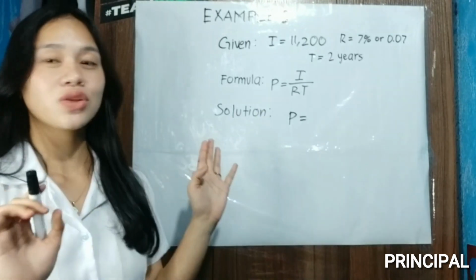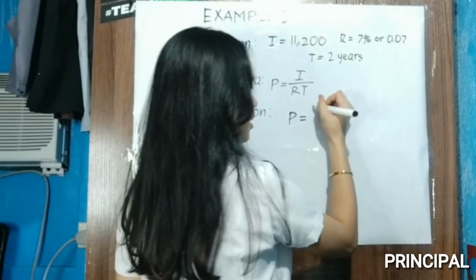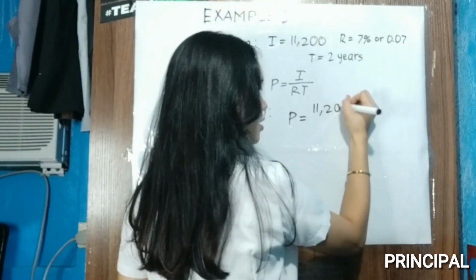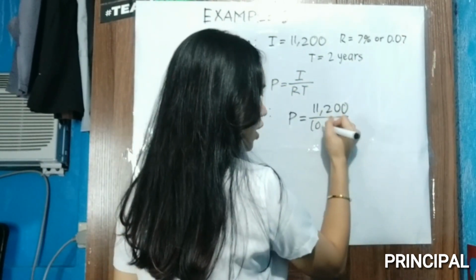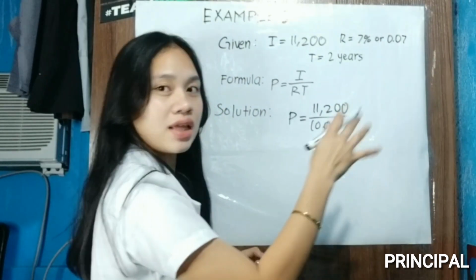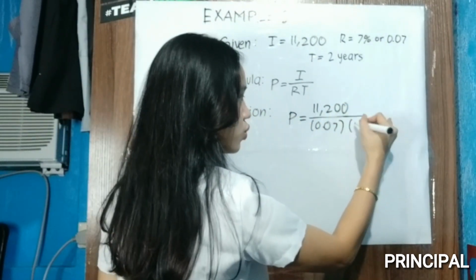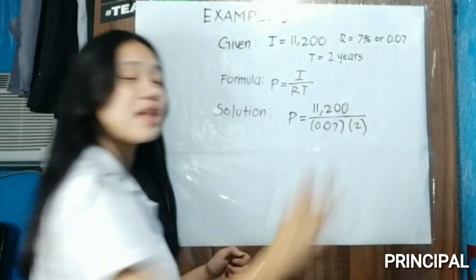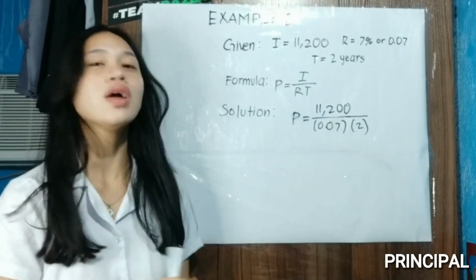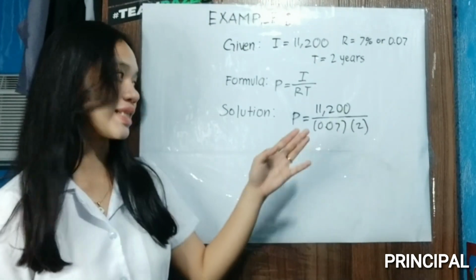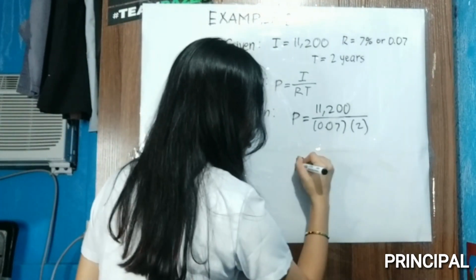So first thing to do is to distribute the given. For interest, we have to write 11,200 over the rate, which is 0.07 when we converted it into decimal, multiplied by 2, because the time is 2 years. After we distributed the given, next thing to do is to multiply the rate and the time, which is 0.07 multiplied by 2, that represents 2 years.